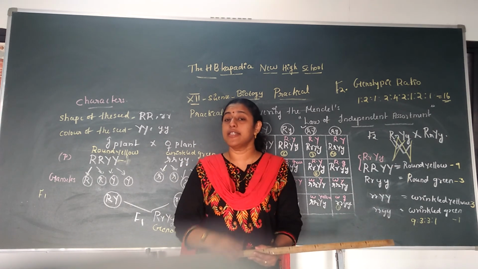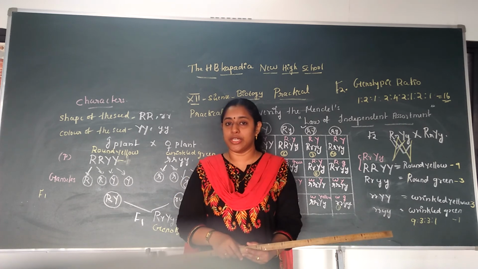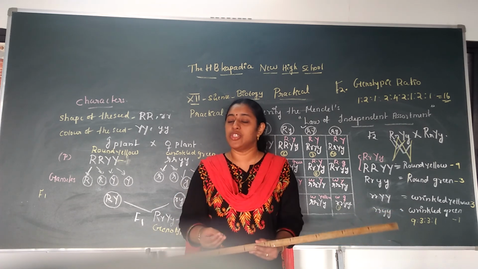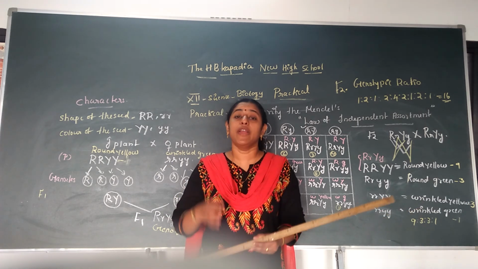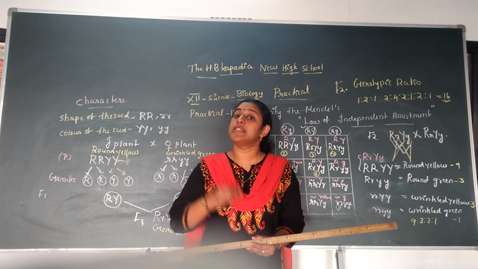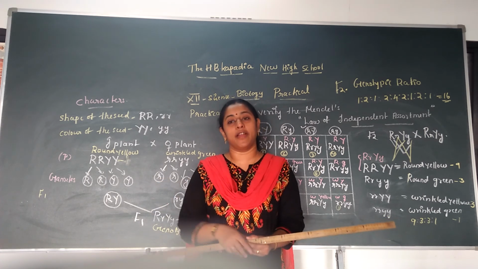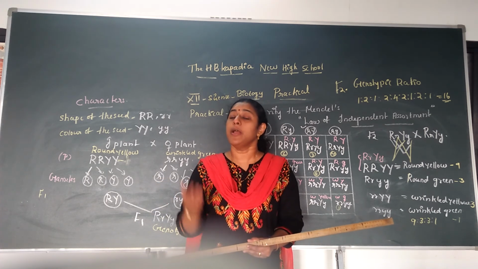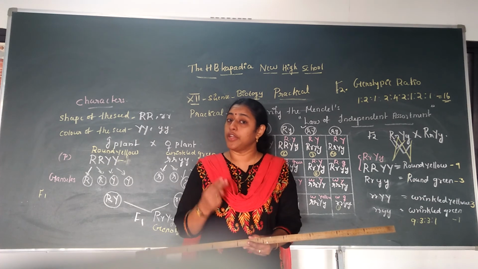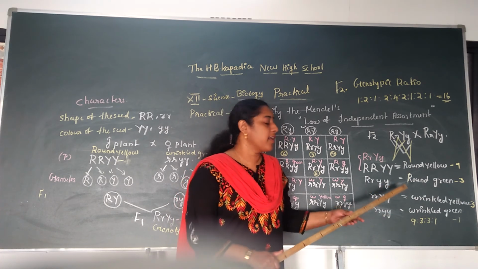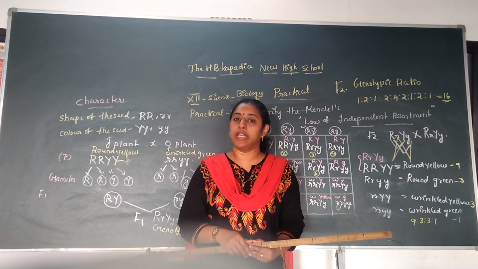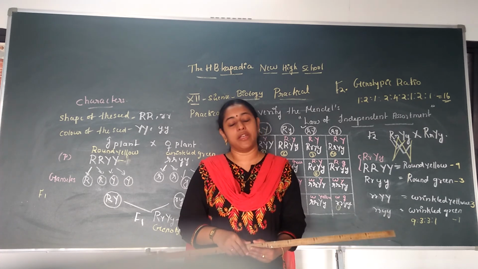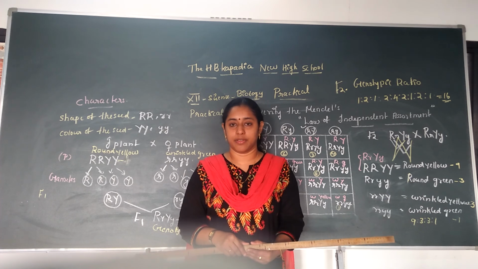By analyzing this data, we came to the conclusion that the segregation of one gene is independent of another gene. That's why we are getting new combinations which are different from the parental characters. I told you that apart from the parental characters, we are getting two new combinations, that is round green and also wrinkled yellow. So this is verifying Mendel's law of independent assortment.